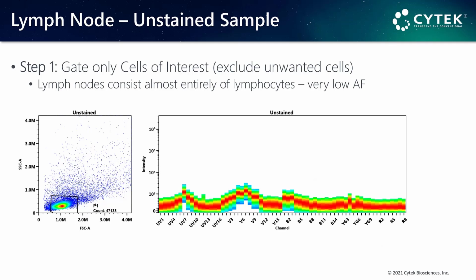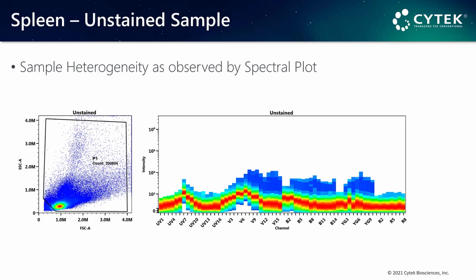When we look at the autofluorescence characteristics of lymph nodes, they have a very low autofluorescence, and by now we recognize this as a profile that's synonymous with lymphocytes. When assessing spleen samples, the heterogeneity of the sample is going to be dependent upon what cells we're going to analyze within that tissue. If we intend to analyze multiple cell types within the spleen, for example, lymphocytes and splenic macrophages, then we include a population of cells known for their high autofluorescence, and we also introduce heterogeneity.